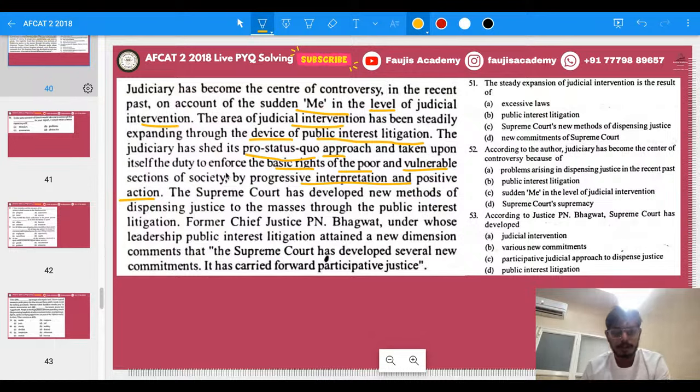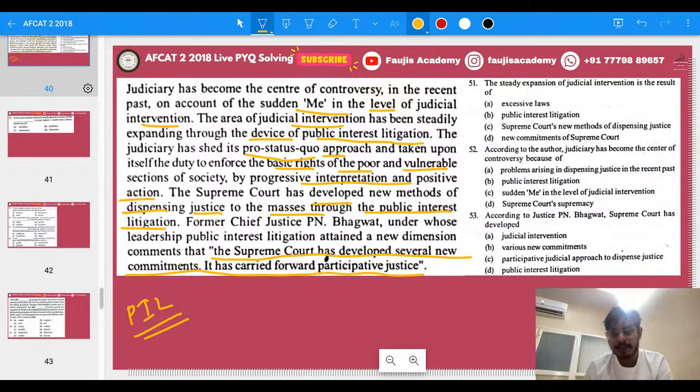The Supreme Court has developed new methods to dole out justice to the masses through the public interest litigation. We are talking about the theme of the topic, PIL, public interest litigation. Former Chief Justice P.N. Bhagwat, under whose leadership public interest litigation attained new dimension, comments the Supreme Court has developed several new commitments. It has carried forward participative justice.